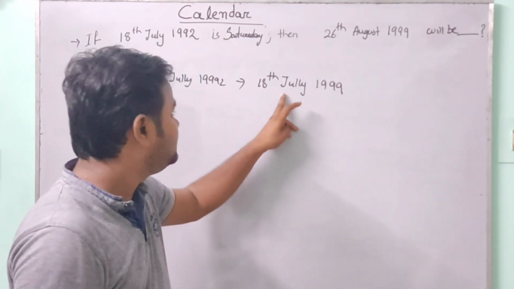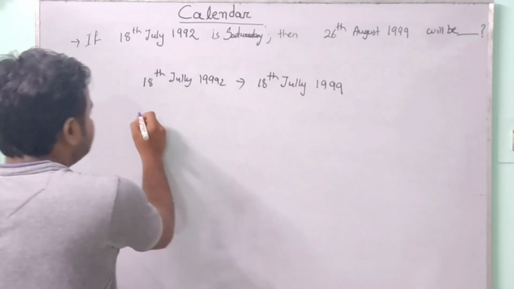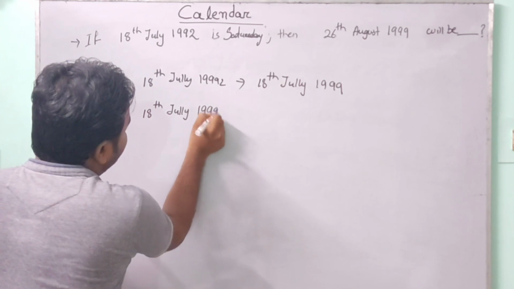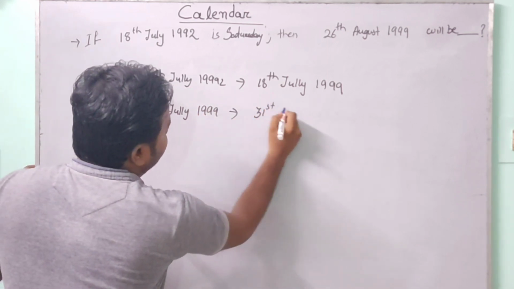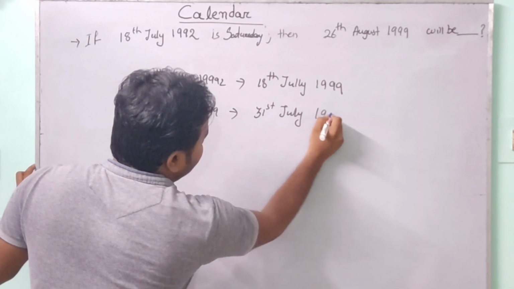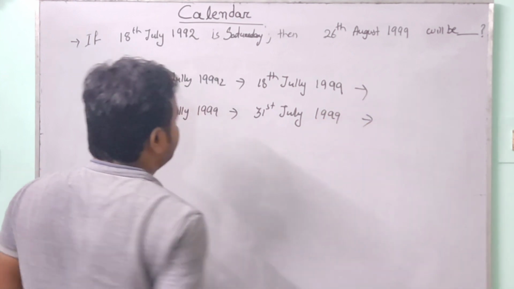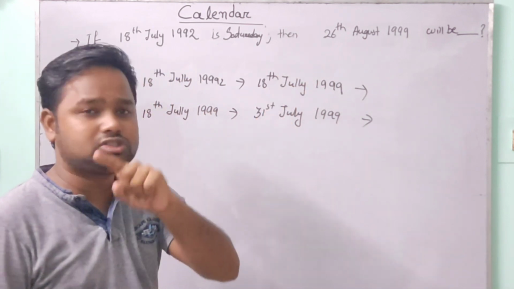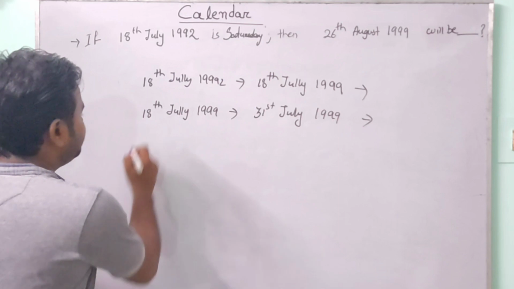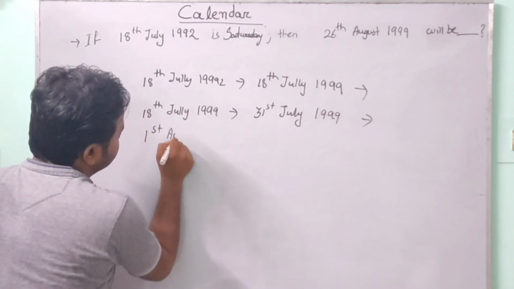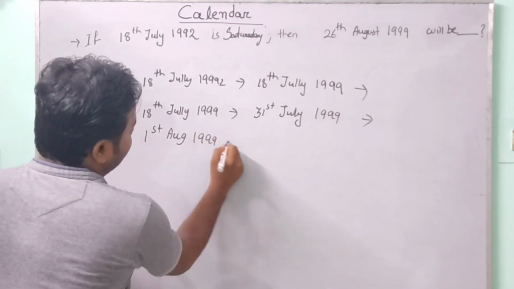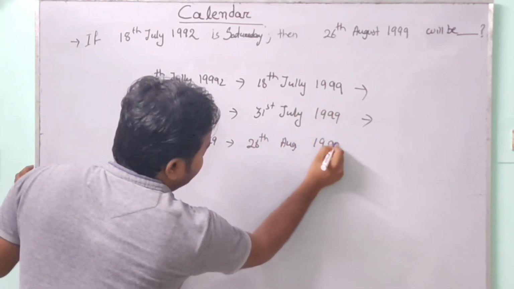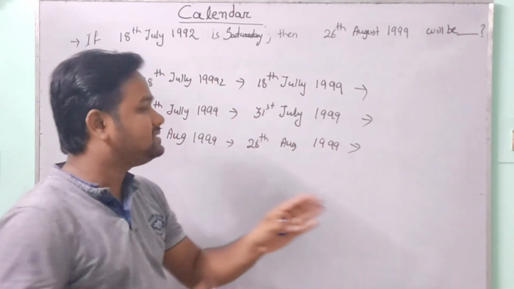Next we have to do this total July month. That means from 18th July 1999 till 31st July 1999. Next we have to do the rest thing. Rest thing means 1st August to 26th August. So I have to write from 1st August 1999 till 26th August 1999. The day is split.